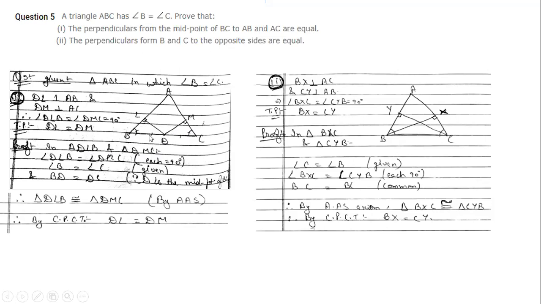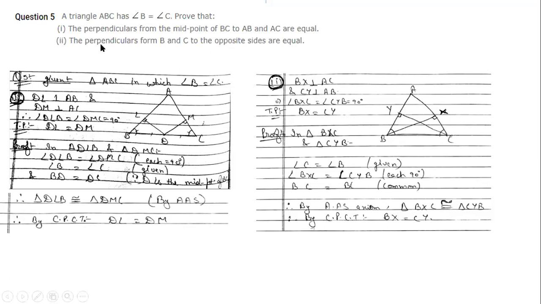The third one is side. Side BD is equal to DC as D is the midpoint of BC. So angle, angle, side axiom. By using this axiom, we can say that these two triangles are congruent. And if these two triangles are congruent, then by CPCTC, we can say DL is equal to DM, because corresponding parts of congruent triangles are always congruent.